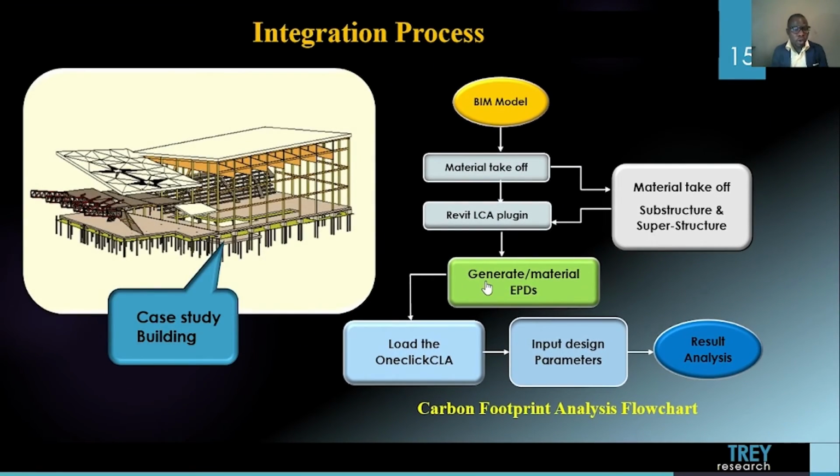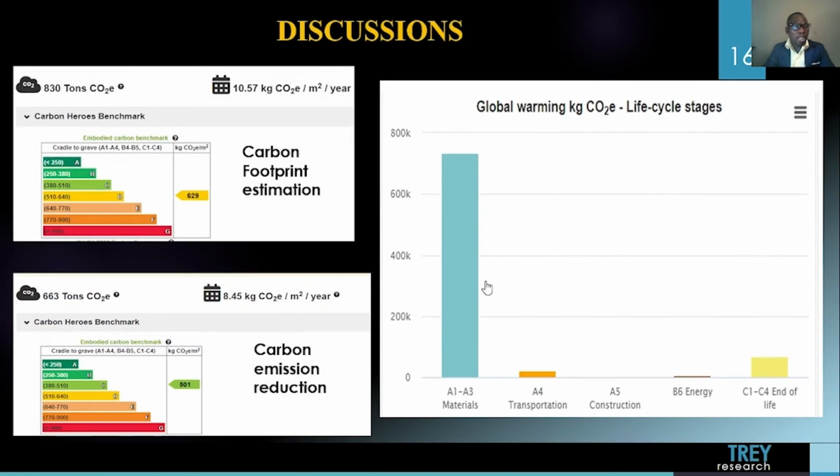Now, integration processes. For us to achieve CO2 emission reduction using the BIM LCA approach, we must follow these stages from BIM model to result. In this presentation, I try to calculate CO2. How can we solve CO2 emission using the BIM LCA approach? I performed two analyses. The first focused on CO2 analysis, while the second focused on CO2 emission reduction. In the first analysis, I got 629 kg of CO2 equivalent emission. When I did the reduction by changing some high carbon content material, reducing the transportation distance, and making use of EPD, I got 501.